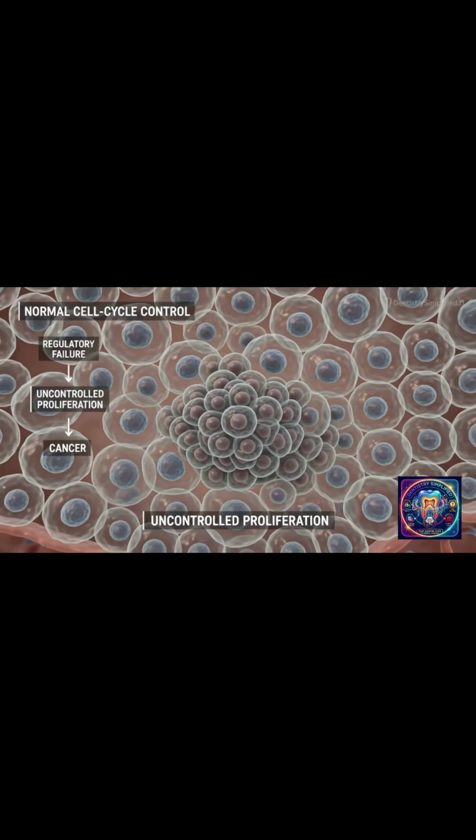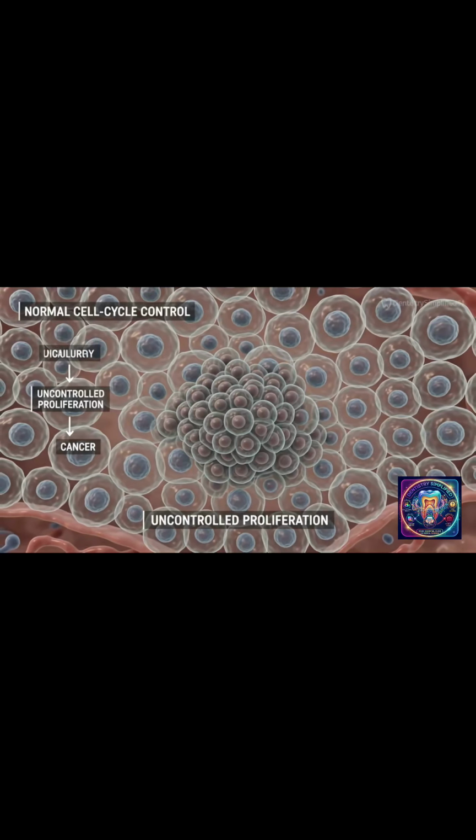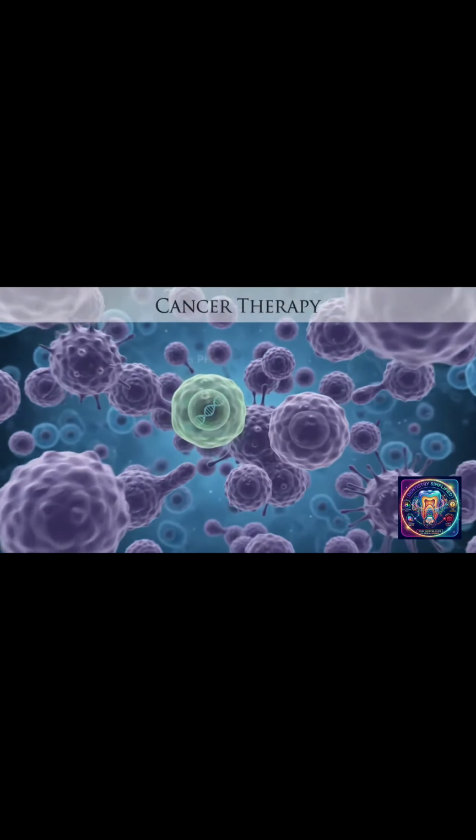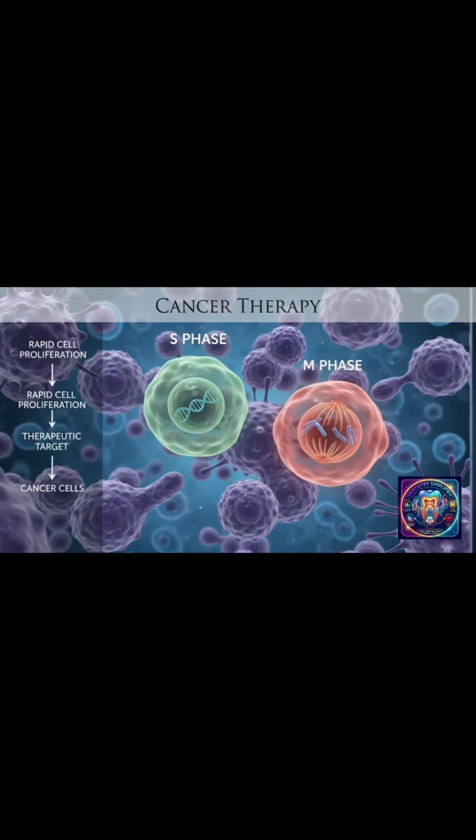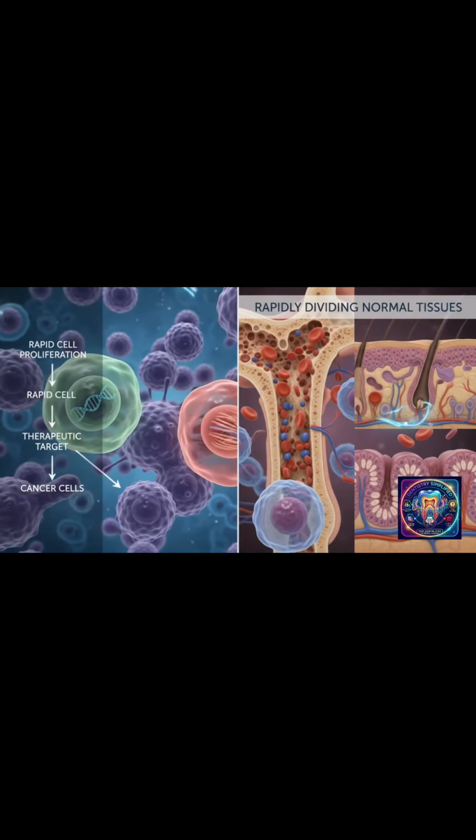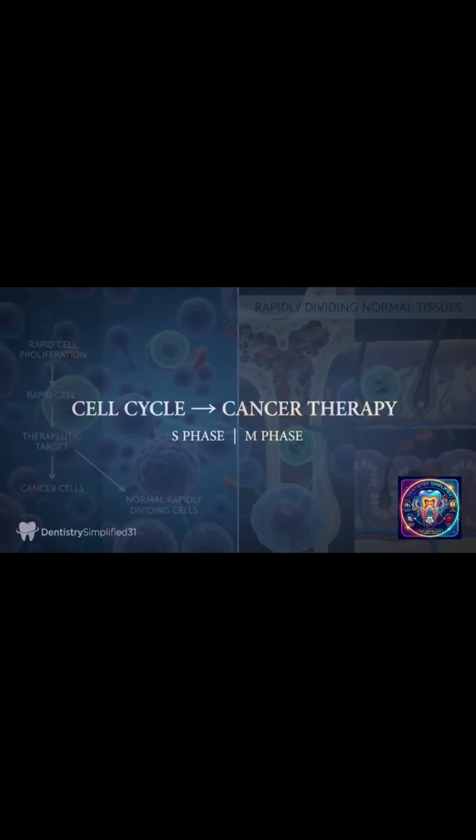Persistent dysregulation can contribute to uncontrolled cell growth and cancer. Many anti-cancer therapies exploit abnormal cell proliferation. Some target DNA synthesis or mitosis, but rapidly dividing normal tissues can also be affected.